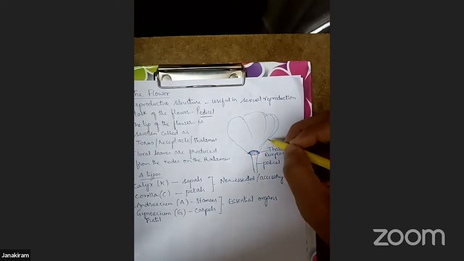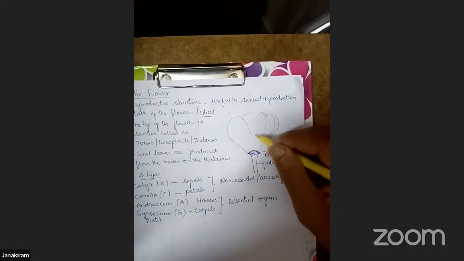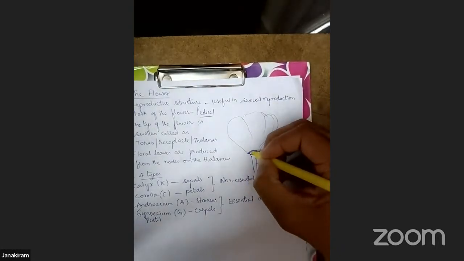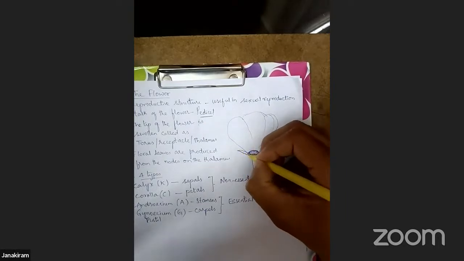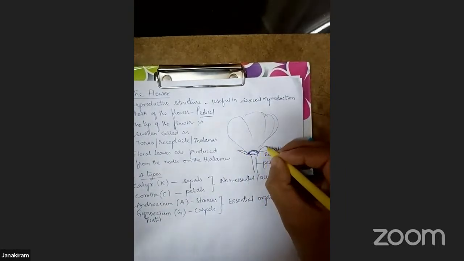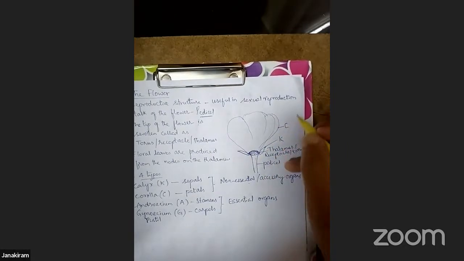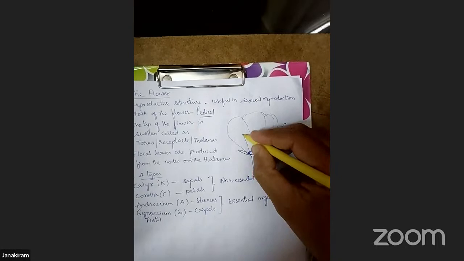So the calyx or sepals are formed on the outermost node, or we can consider it the outermost whorl. And the second one will be the, so this is a calyx. So that is K. And the second one will be the corolla. And the third one will be the stamens.